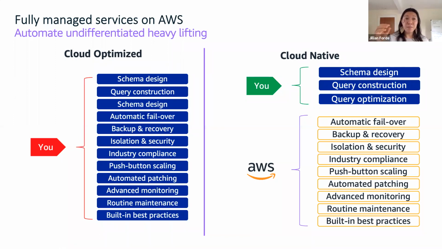But if you go with a cloud native database, there's a lot that AWS manages on your behalf. And so you really end up only having to focus on your schema design, query construction, and query optimization. And even with these three themselves, this can still take a lot of work and is a constant and never-ending improvement process for sure.